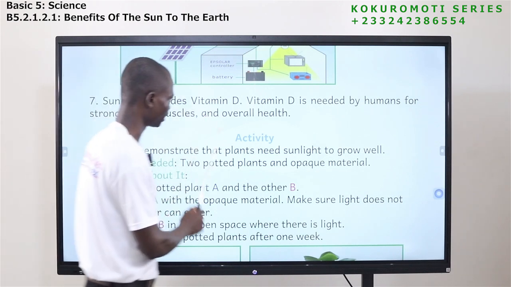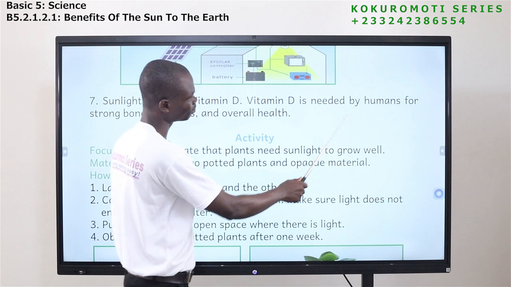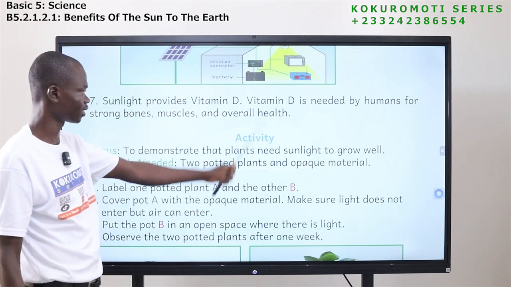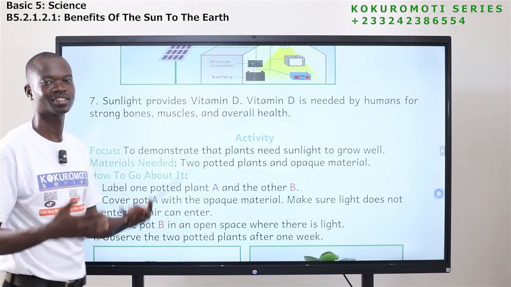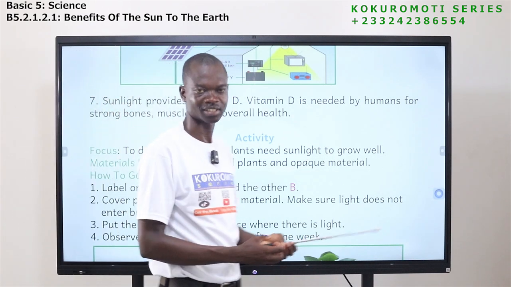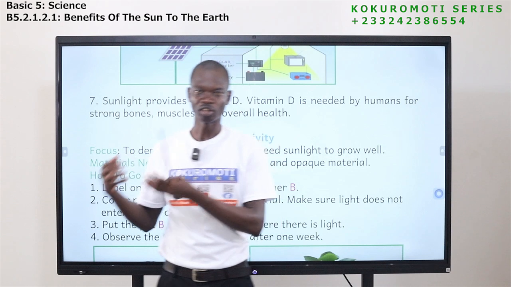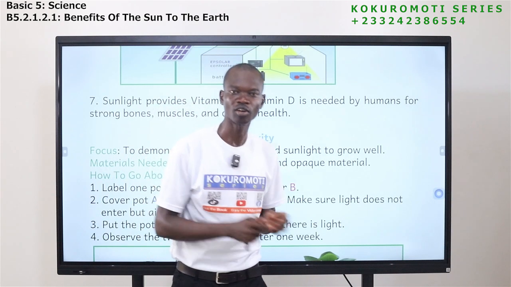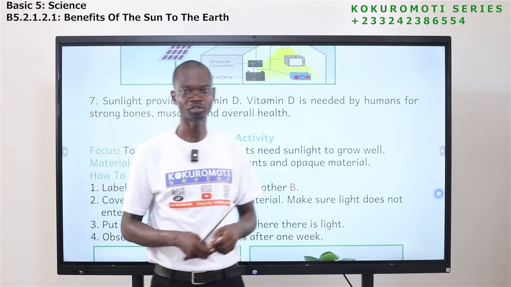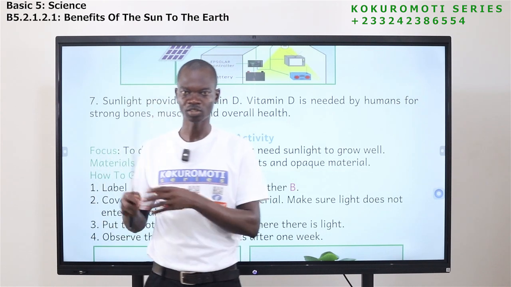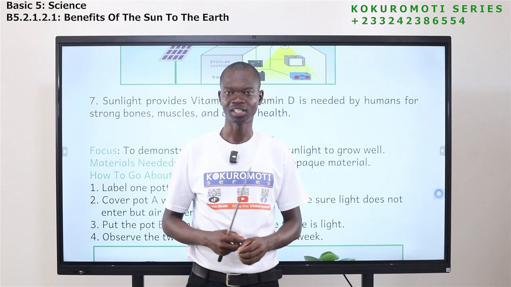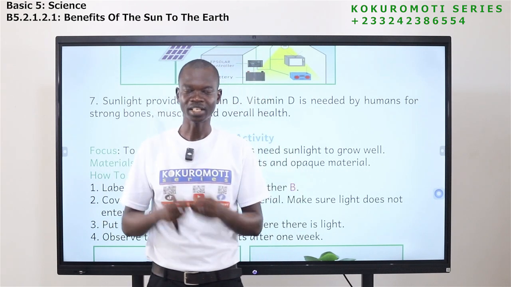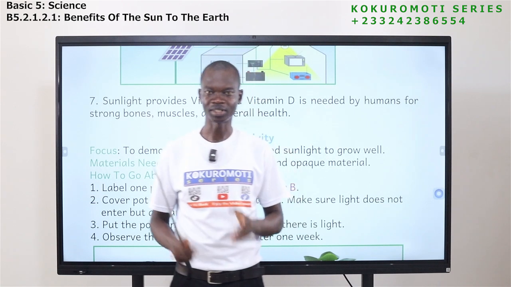Sunlight provides vitamin D. Vitamin D is needed by humans for strong bones, muscles, and overall health. So human beings, we need some vitamins to stay alive and also be strong and healthy. These vitamins, we don't get all of them from one place. We don't get all of them from one food. We don't get all of them from one source. We get them from different sources. And one vitamin that we get from the sun is called vitamin D.